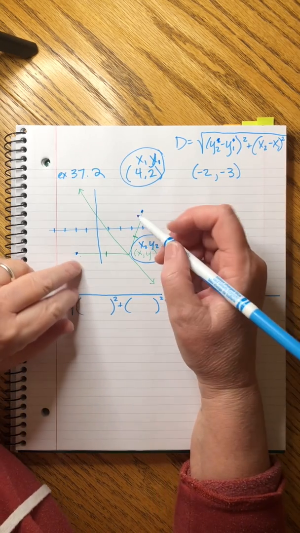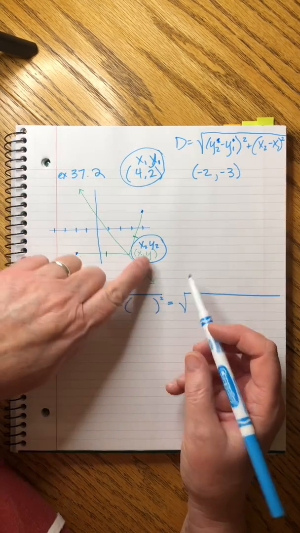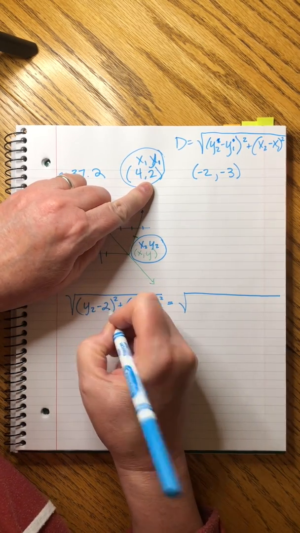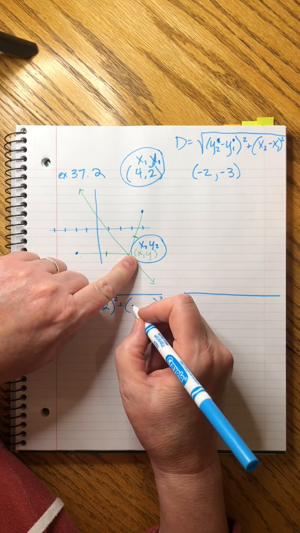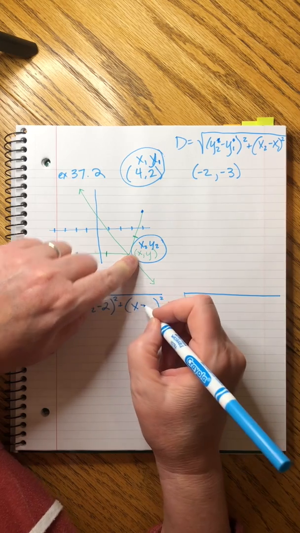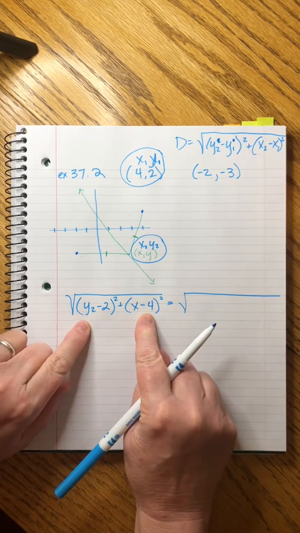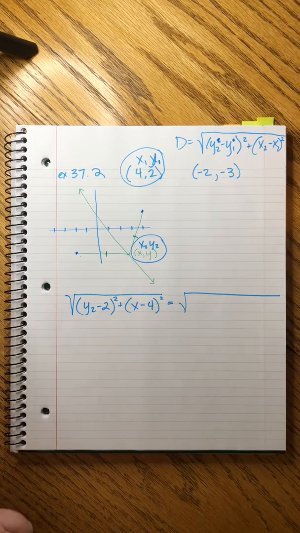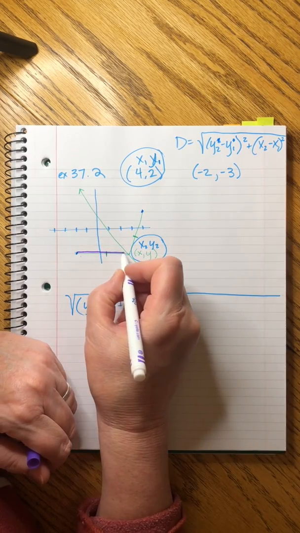Okay, so y2 is y2 minus y1 is this value, 2. x2 is that value. X minus x1 is this value, 4. Okay? So this expression represents this distance. Now let me just switch colors to help us keep our heads on straight. Now we're going to do this distance. Okay, I'll change it over to purple.